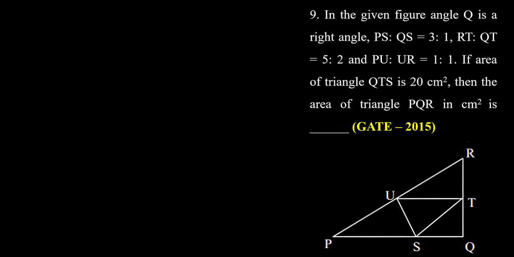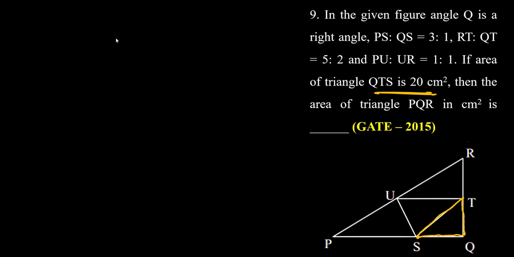Now in this question, a particular area is given. What is the particular area? It is QTS. This area is given. You need to calculate the PQR area. QTS area is given, you need to calculate the PQR triangle area. Solve. Question: area of triangle QTS is given.